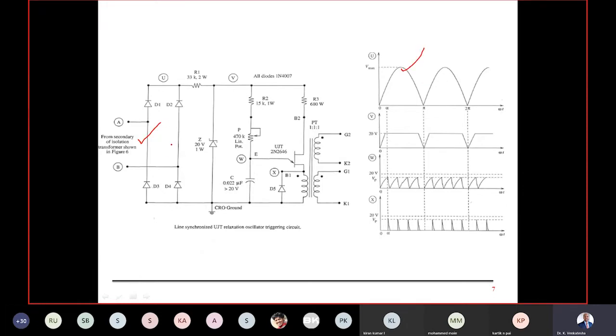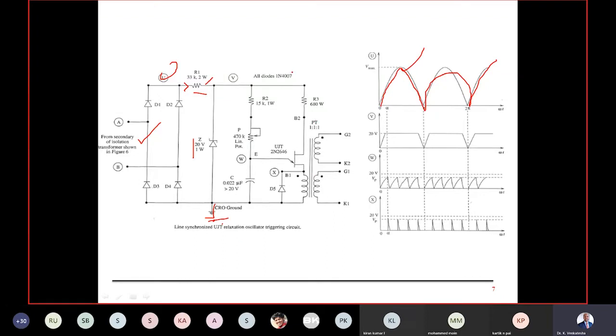The bridge rectifier is going to rectify the signal and give the pulsating signal. So the voltage across this point is a pulsating signal with respect to the ground point. Then we have a zener and then this resistance whose rating is only 2 watt and 1 watt, which means that hereafter the current flowing is very, very small.